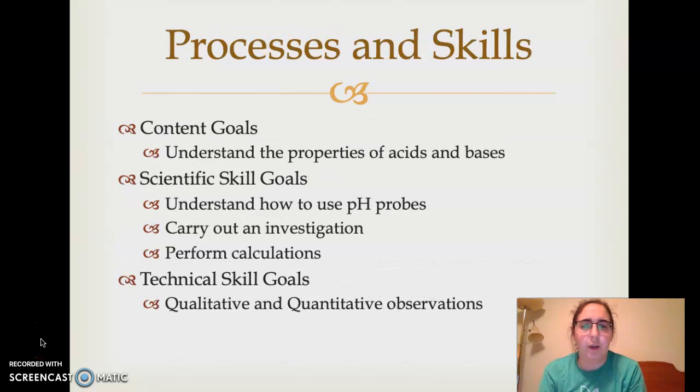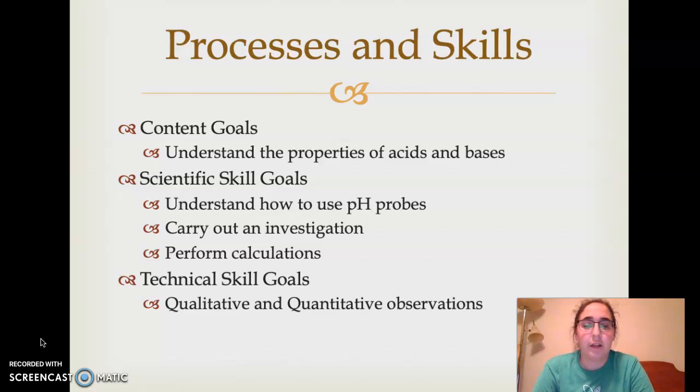There are several processes and skills that I would like the students to learn from doing these two labs. So, the overall content goal: I want them to understand the properties of acids and bases. The scientific skill goals: I want them to understand how to use the pH probes. Our school has Vernier equipment. They will have used some of that equipment with different probes. This is just introducing the pH probes and making sure they know how to rinse them off between different liquids and are letting them sit long enough to get accurate readings.